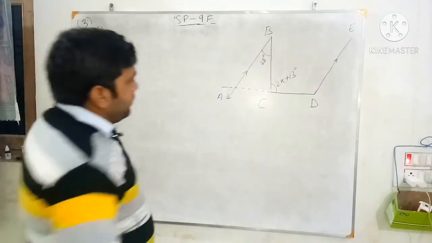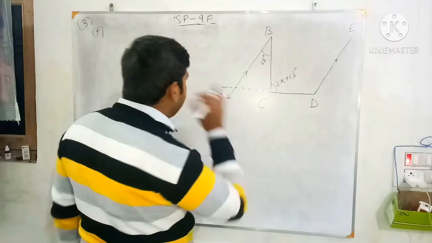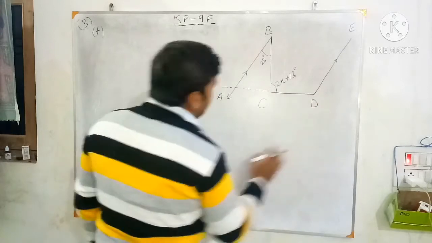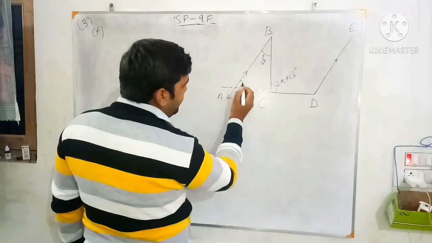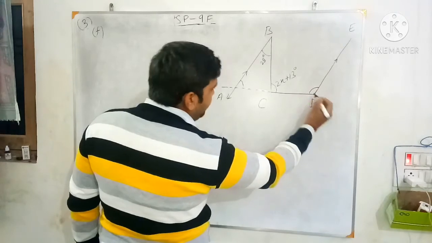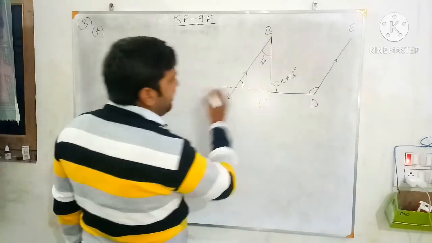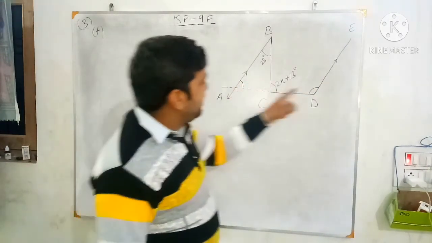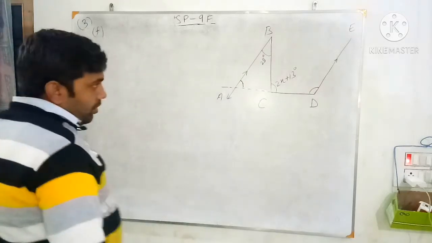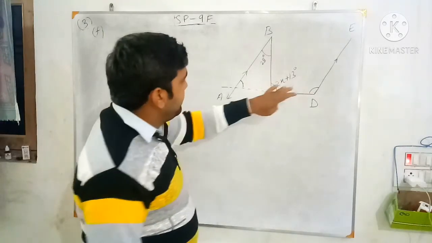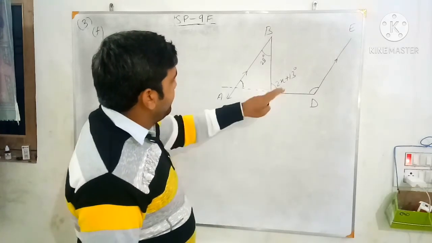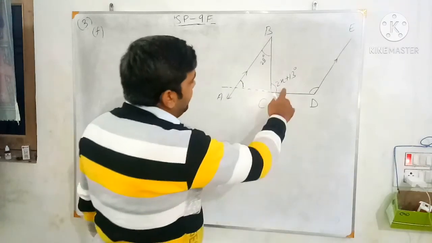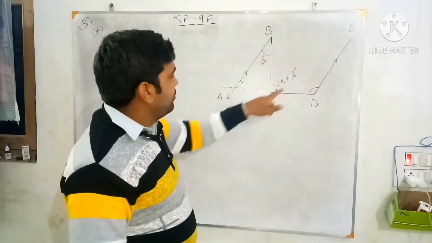So see, these two lines are parallel, and this is a transversal. So this is the co-interior angle. These two angles are the co-interior angle. So their sum will be what? Supplementary. Now, since this is the exterior angle, the exterior angle is always the sum of the interior opposite angles. So the 2x plus 13 will be the sum of these two angles.